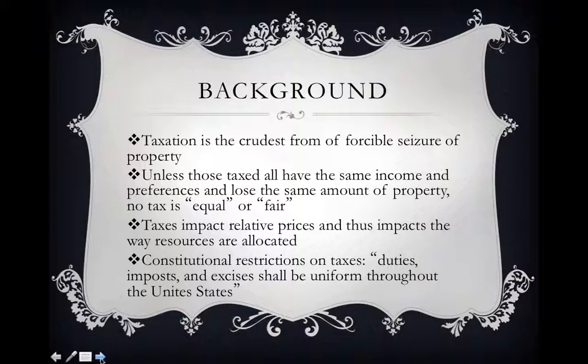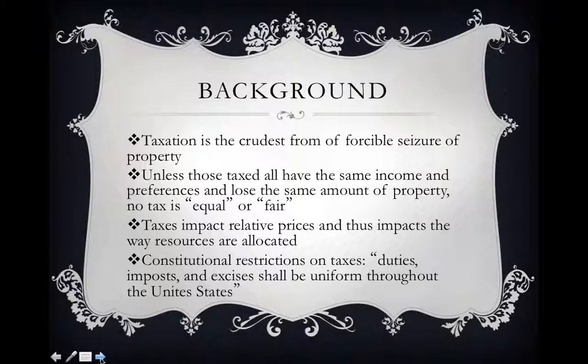Also realize that taxes impact relative prices. If I place a tax on gasoline, I'm raising the price of gasoline relative to other products. So it impacts the way resources are allocated. Once you change relative prices, people engage in substitution. It impacts their behavior. So realize that by placing taxes on certain items and not other items, you're impacting the relative prices, and a substitution effect will occur.